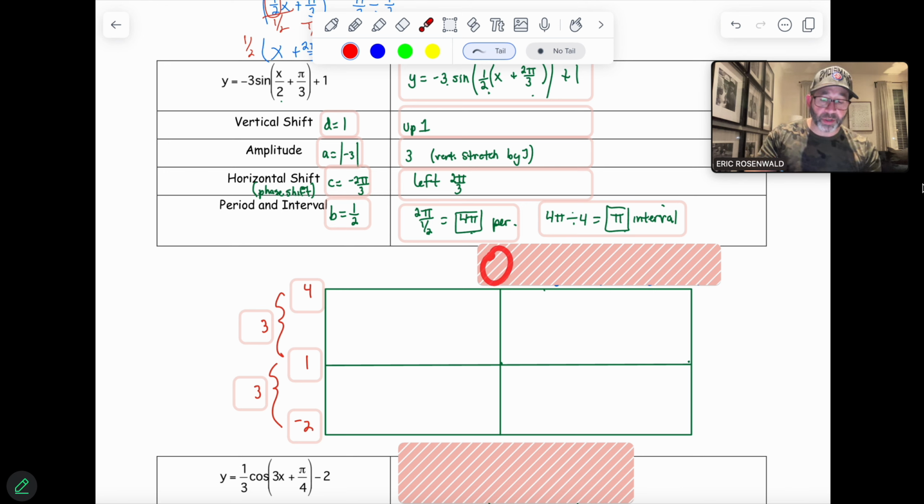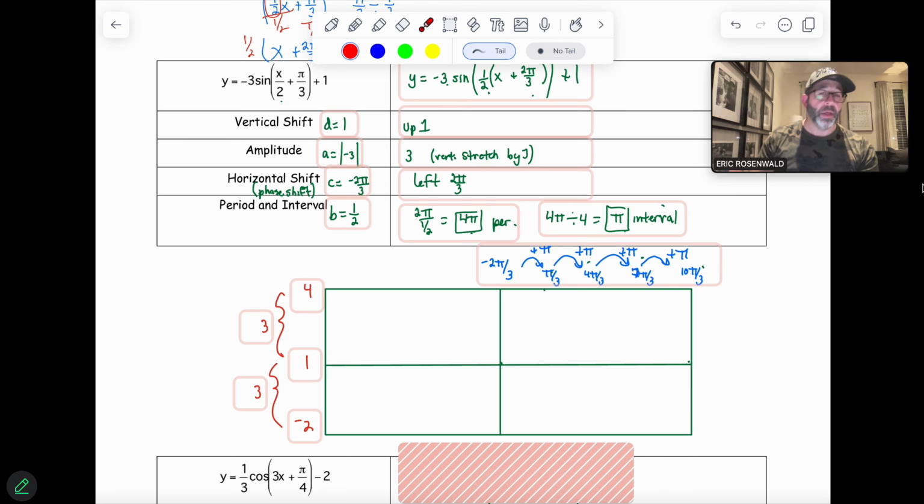My graph has been shifted to the left. Instead of us being at 0 right here, it's shifted to the left 2 pi over 3. So instead of being at 0, we're going to be at -2 pi over 3 for the starting point. We're going to incrementally increase by pi, which will give me 1 pi over 3, 4 pi over 3, 7 pi over 3, and then 10 pi over 3. For the graph, now we're ready to do this.